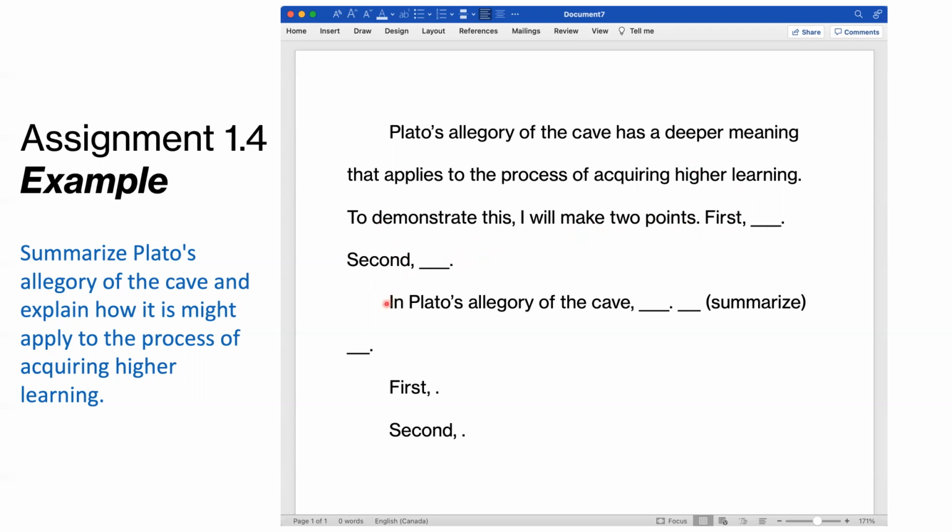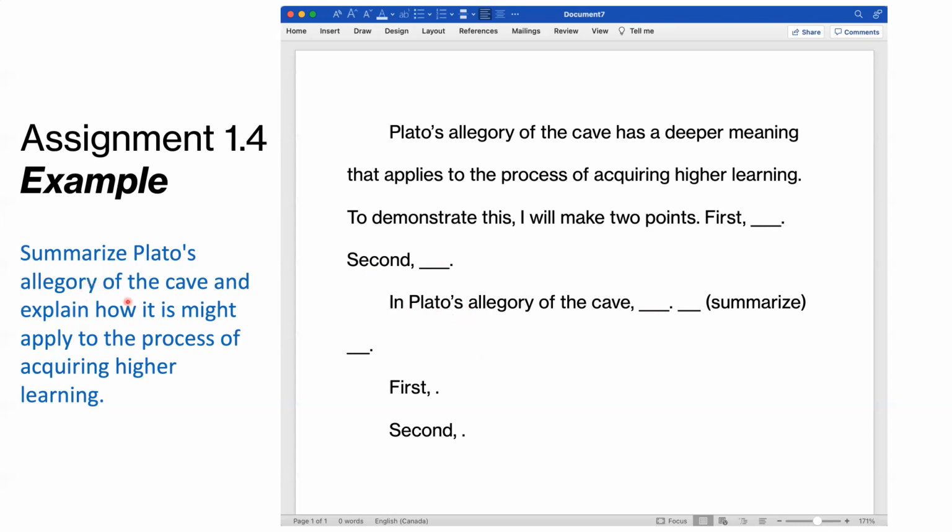For the second paragraph for this assignment, I would say you're looking at something like, in Plato's allegory of the cave, something happens, what happens? Fill in the blanks. And then summarize Plato's allegory of the cave, because the assignment is to summarize it. So you want that summary. The second paragraph is going to work for that.